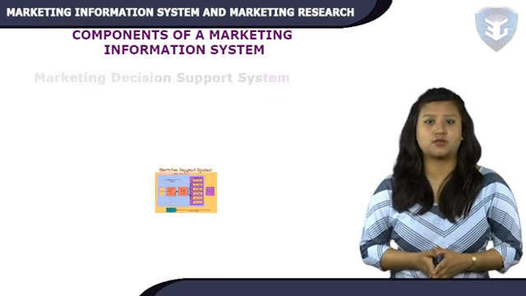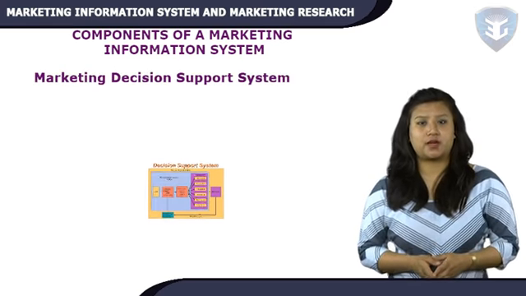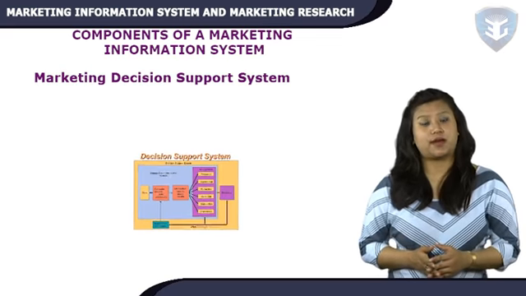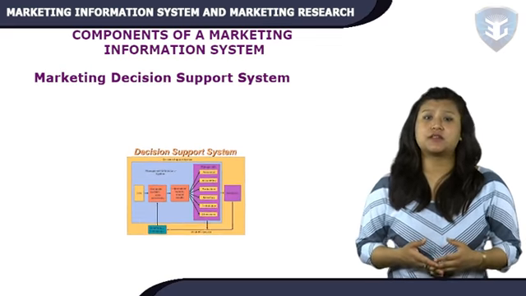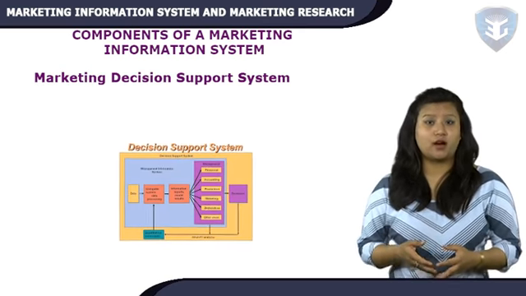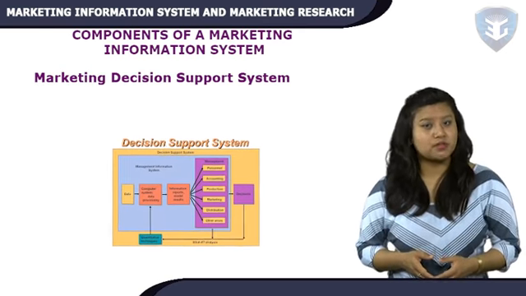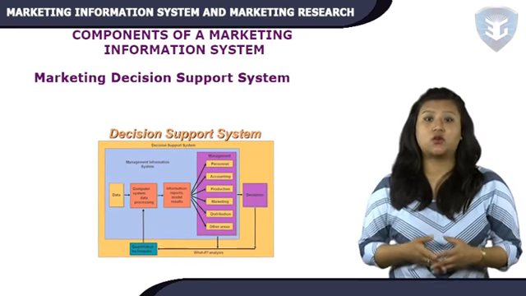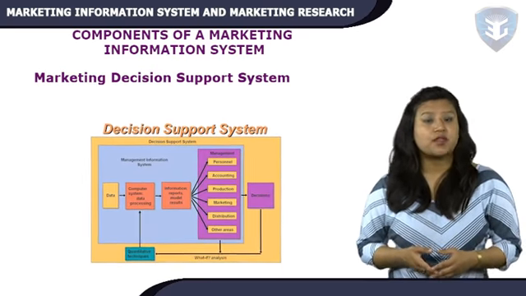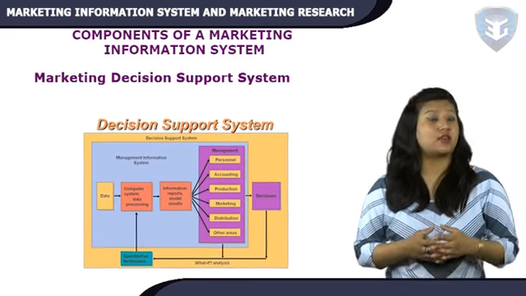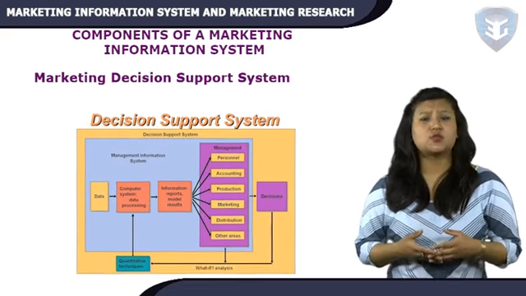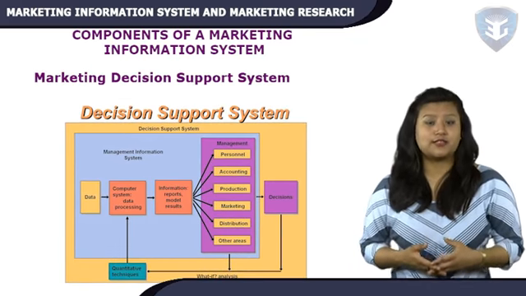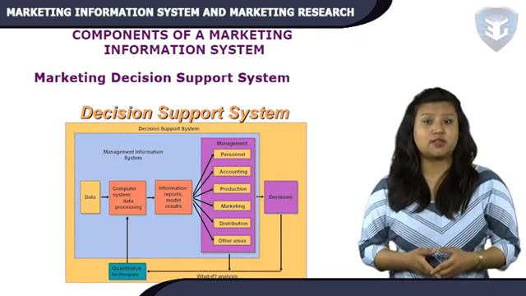Marketing decision support system. The fourth component of MIS is the marketing decision support system. These are the tools which help the marketing managers to analyze data and to take better marketing decisions. They include hardware, that is computers, and software programs. Computers help the marketing manager to analyze the marketing information. They also help them to take better decisions. In fact, today marketing managers cannot work without computers. There are many software programs which help the marketing manager to do market segmentation, price fixing, advertising budgets, etc.